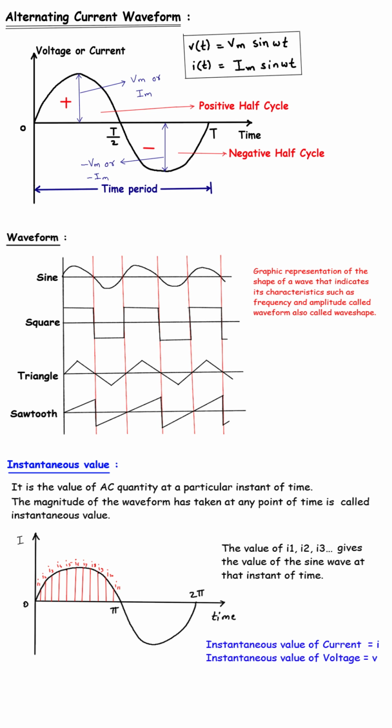The instantaneous value of current is represented as small i, and the instantaneous voltage is represented as small v. In simple terms, if you pause the wave at any random time, the height of the wave at that point gives you the instantaneous value. Understanding these basic concepts helps in analyzing and designing AC circuits, and forms the foundation for learning more complex electrical engineering topics.